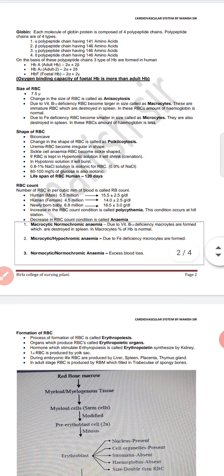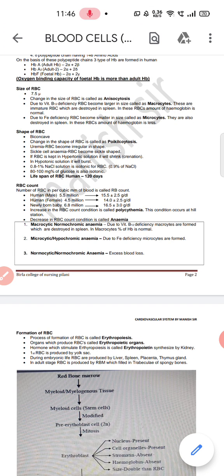As you know, the shape of RBC is biconcave due to the ejection of the nucleus. RBCs change shape during transportation through the blood vessels, that is called poikilocytosis. In uremia, RBCs become irregular in shape, that may cause anemia. In sickle cell anemia, RBCs become sickle shaped.